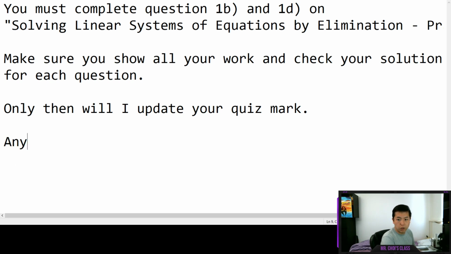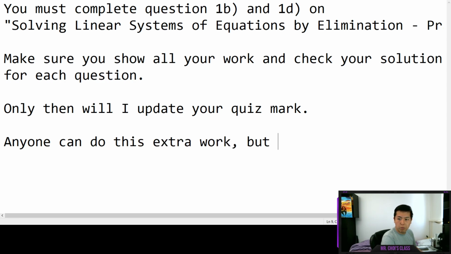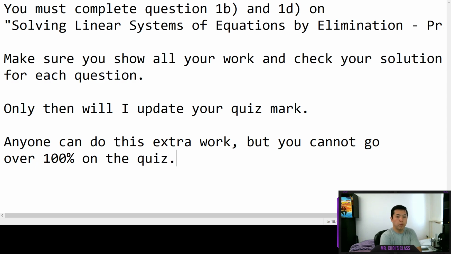Anyone can do this quiz. Anyone can do this extra work. But you cannot go over 100% on the quiz. So if you feel like you can do a little better on the quiz and you want to update your mark, please do this.